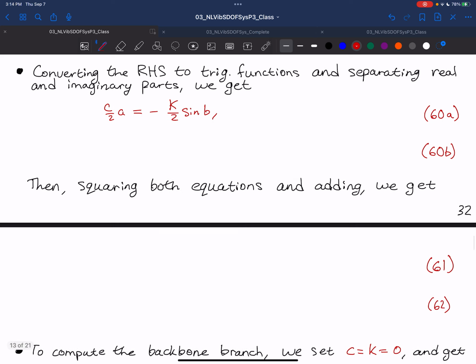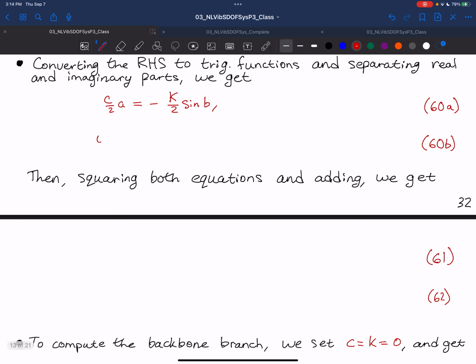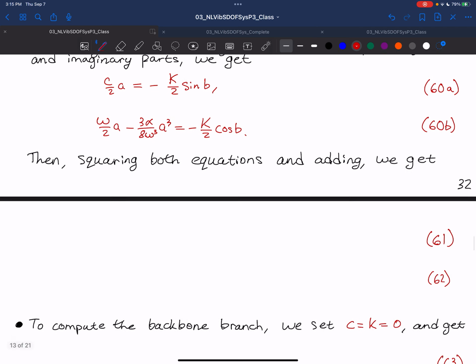That's our first equation. And then the second one we'll get omega over 2a minus 3 alpha divided by 8 omega cubed times a cubed, and this is equal to minus k over 2 cosine b. From here we'll square both of these equations and add them together, resulting in the following.